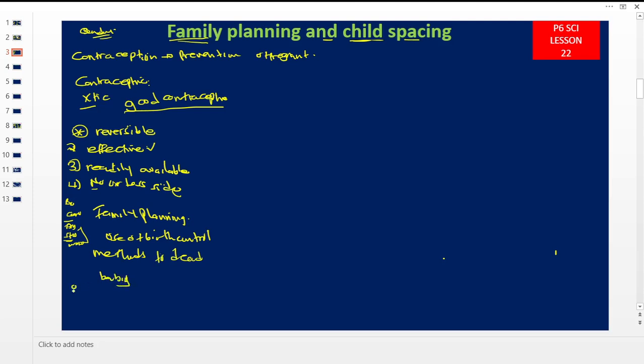You can sit with your spouse and decide. That is family planning. So family planning is the use of birth control methods to decide when to have a child in a family.